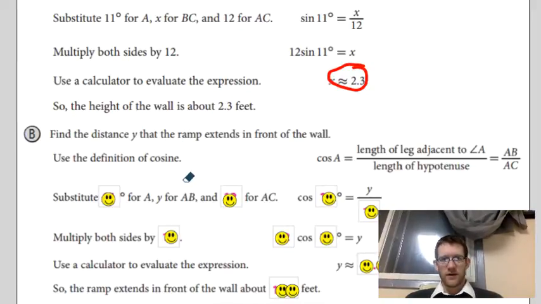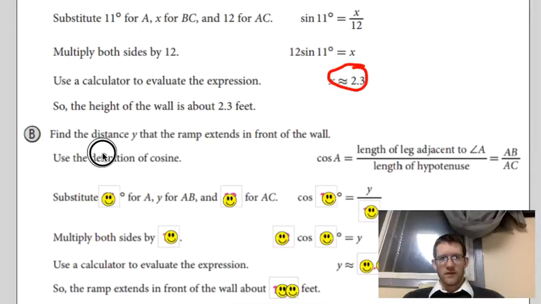Okay, hopefully you had some values. We're going to substitute in the correct value for angle A, which is 11. We'll substitute in the correct value for AC, which is 12. We know all these values, so we can plug it into our equation here for the definition of the cosine of angle A. The cosine of 11 is equal to y divided by 12. Multiply both sides by 12. And then again, we can solve for y just by plugging this into the calculator.